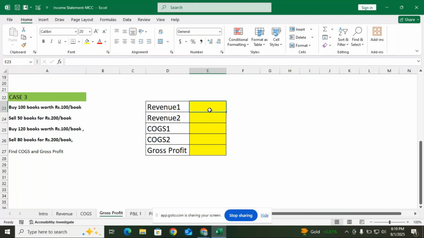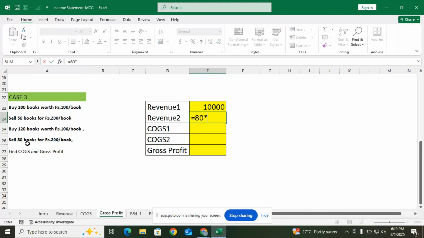So what is your revenue 1? Equals 100 books. Out of 100 books, how many were sold? 50 books. So 50 into 200, 10,000. Your revenue 2 should be what? Out of 120 books bought, 80 books were sold. Equals 80 into 200.